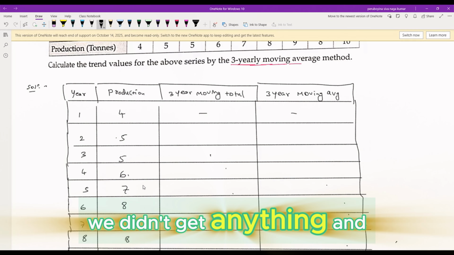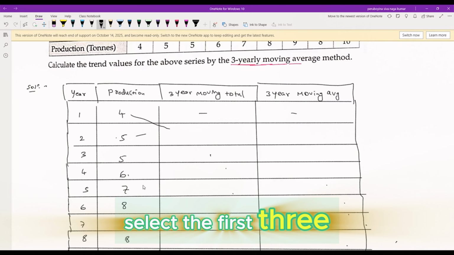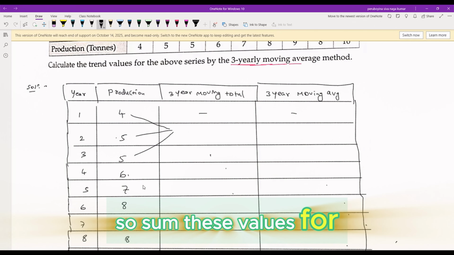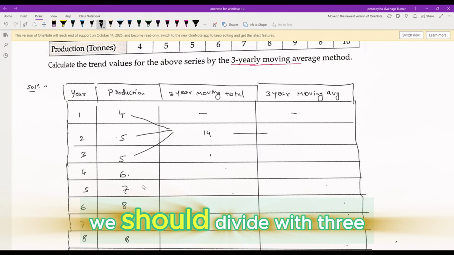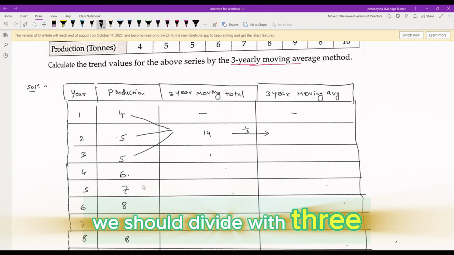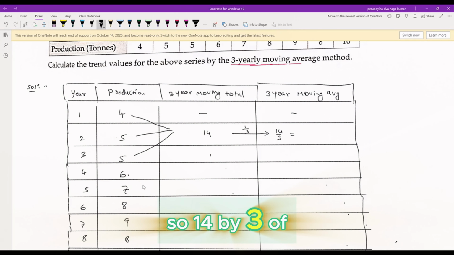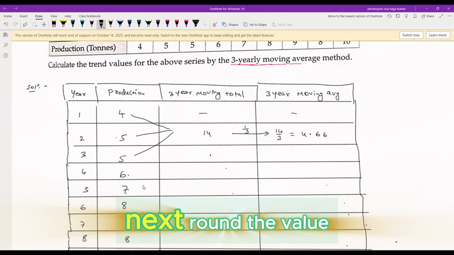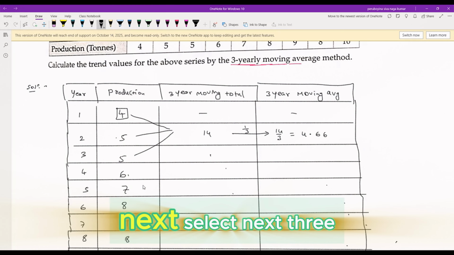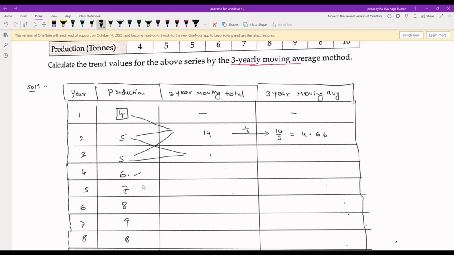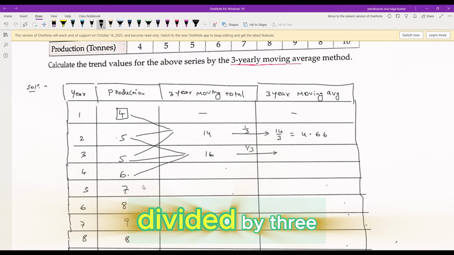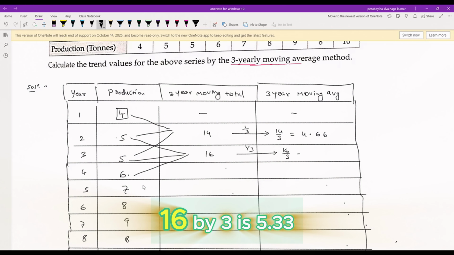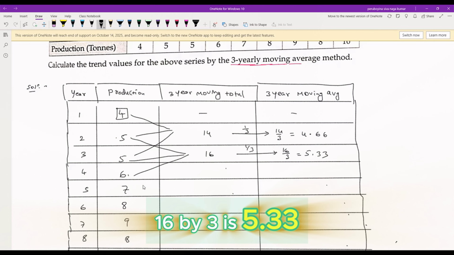For the first value, we don't get anything, and we select the first 3. Sum these values: 4, 5, 5 gives 14. We should divide by 3. 14 by 3: 4 threes are 12, 2 left, so 4.66. Round the value. Next, select the next 3: 5, 5, 6 gives 16. Divided by 3, 16 by 3 is 5.33.